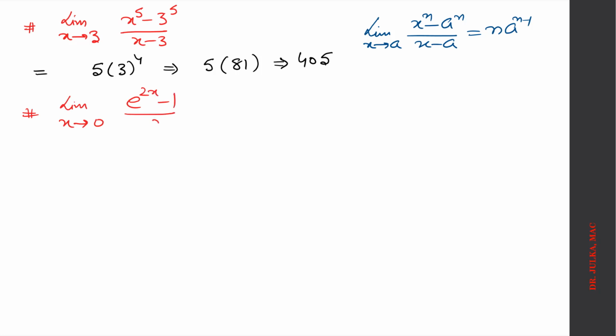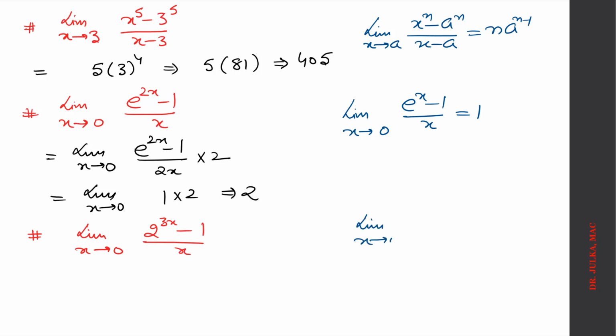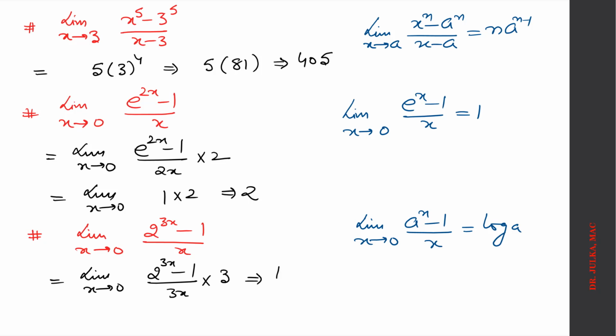Next question. Limit x tends to 0, e raised to the power 2x minus 1 upon x. We know the formula: limit x tends to 0, e raised to the power x minus 1 upon x always equals 1. So divide by 2 and multiply by 2 and we'll get 1 multiplied by 2 equals 2. Next question. Limit x tends to 0, 2 raised to the power 3x minus 1, whole divided by x. We know the formula: limit x tends to 0, a raised to the power x minus 1 upon x is log a. So divide and multiply by 3 and we will get log 2 multiplied by 3.